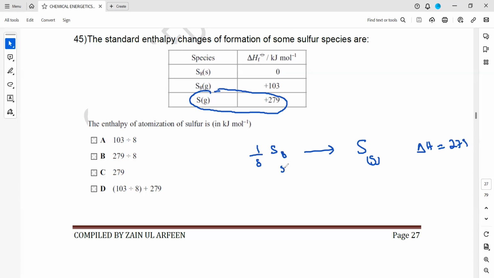in a solid state. But we don't bother about what is on the reactant side because for atomization, we see how many atoms are produced. It's already given in the question that to produce one sulfur atom in a gaseous state, you need 279. So that's why C is the answer. Even the answer is given in the question, because atomization means the energy needed to produce atoms in a gaseous state, and it's already given that to produce a sulfur atom in a gaseous state, it is 279. That's why C is the right answer. Is it clear? Question 45.